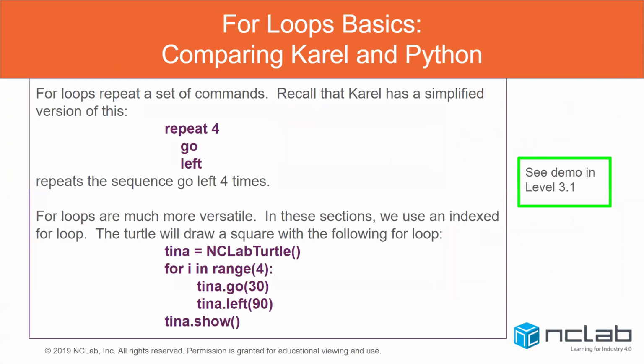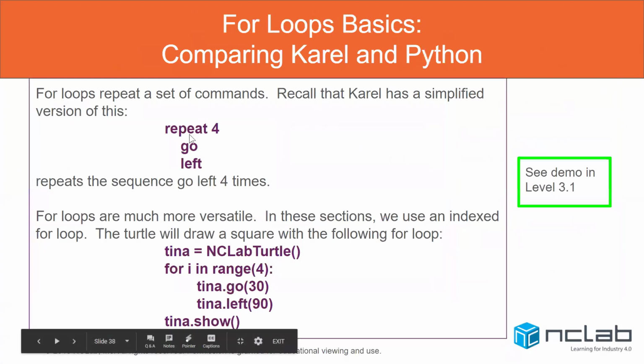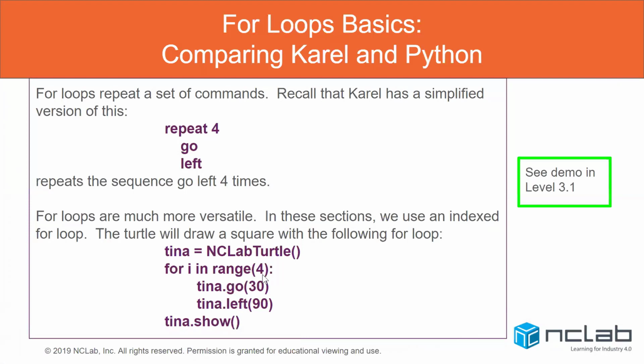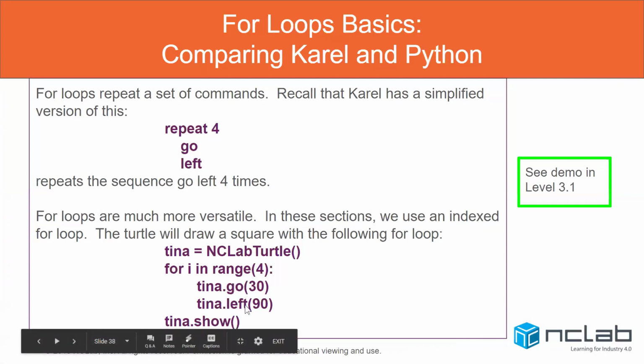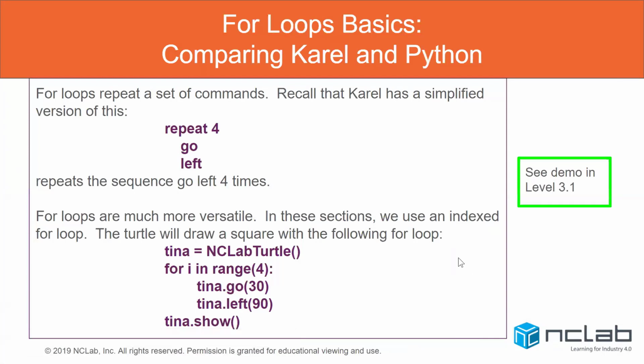So basics on for loops. Remember Carol just did repeat for and then go left? Well, this is the equivalent in Turtle. You're creating your turtle, and then you're using what's called an indexed loop. So this index is the letter I, and we're going to repeat it 4 times. And so we'll go 30 and turn left, and go 30 and turn left, and go 30 and turn left, and go 30 and turn left. And then once the indent stops, that's all the commands that are going to run in that loop. And once it's run through it 4 times, then it'll jump out and do the next line, which is the show command.